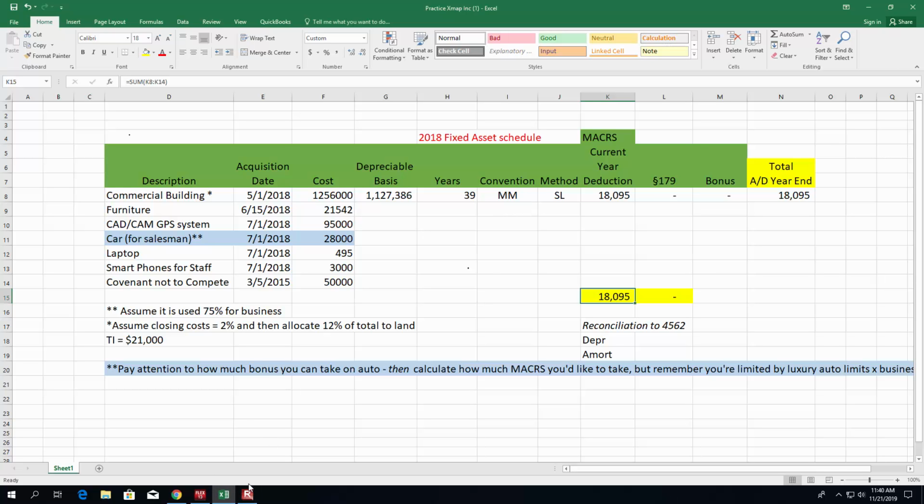So Amanda and Brooke, go ahead, do as much of this as you can for Tuesday, but not the covenant not to compete, because we don't know how to do that yet.